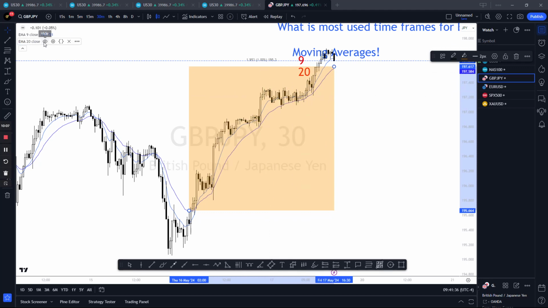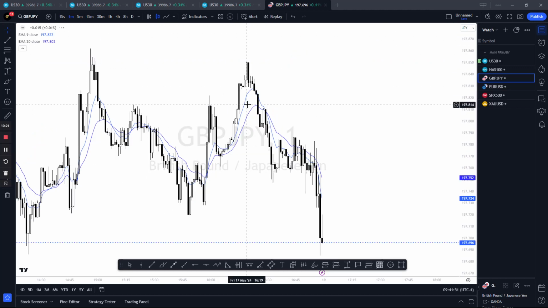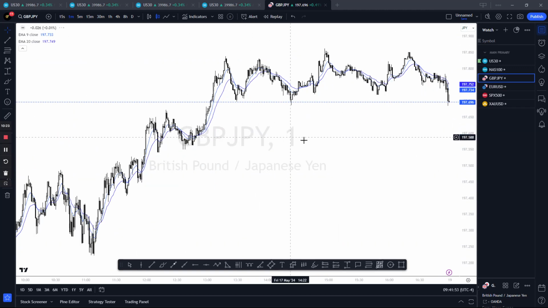So definitely consider using the 20 moving average in general. Excellent medium term moving average across the board. So that is a good one. I highly recommend using it in general across all pairs.